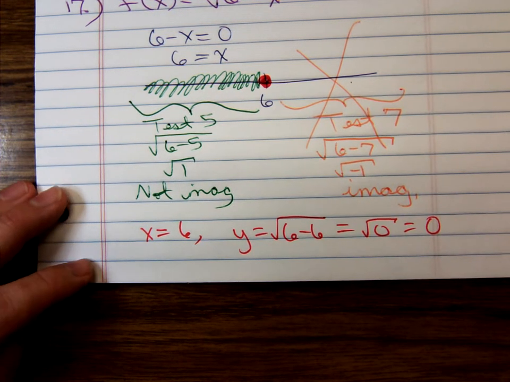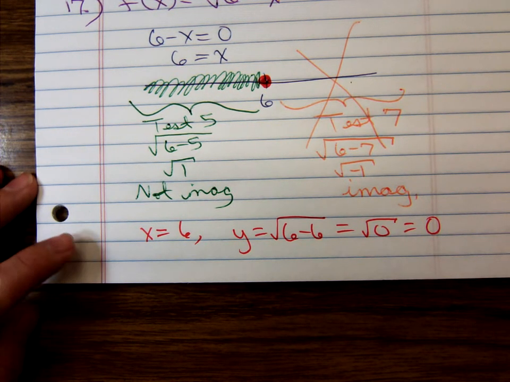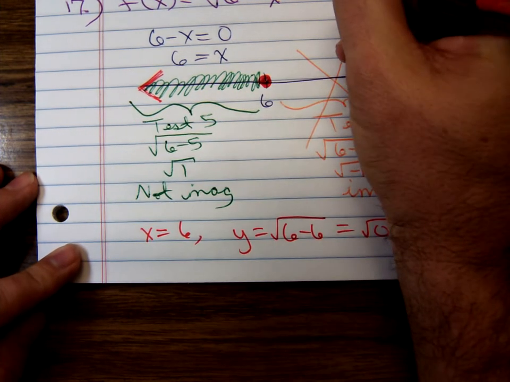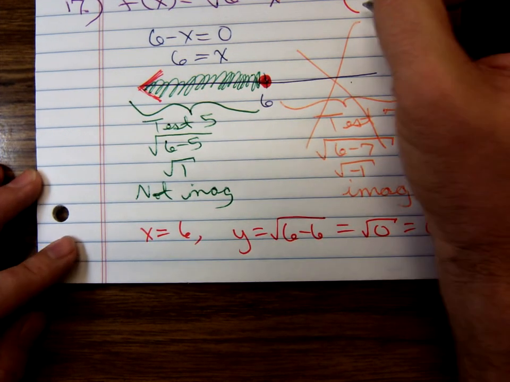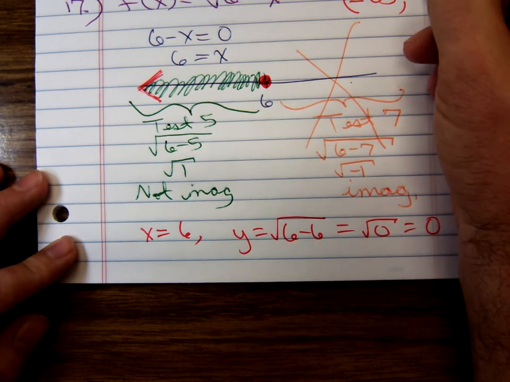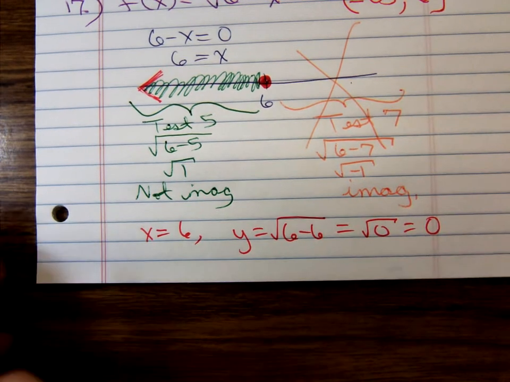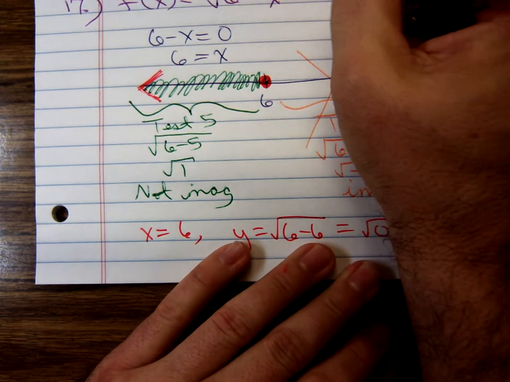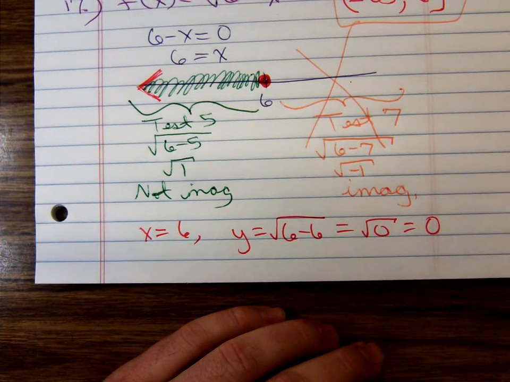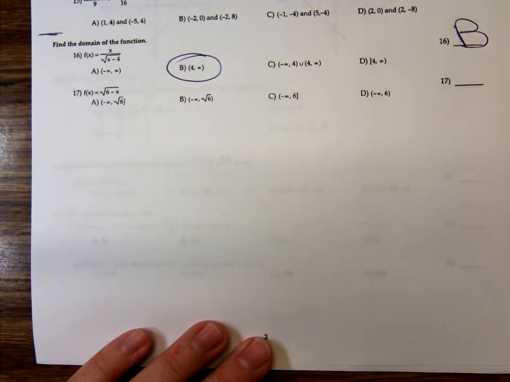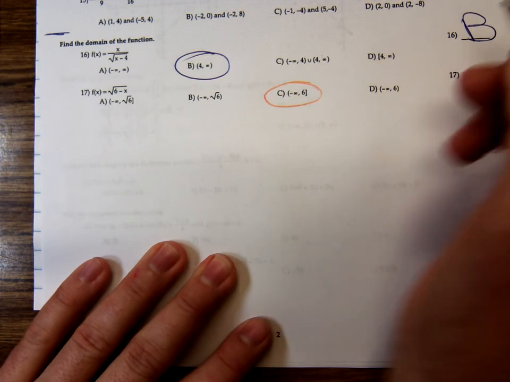So how do we say that shaded interval using interval notation? Parentheses, negative infinity, 6, bracket. We're including the endpoint 6 for my final answer. And looking back at number 17, negative infinity up to 6 bracket. That looks like response C.